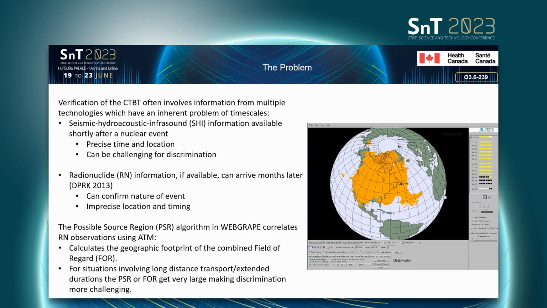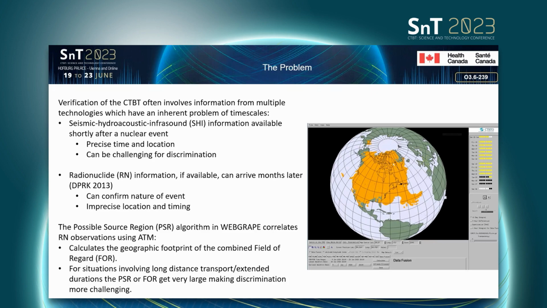Verification in CTBT often involves information from multiple technologies, and they have an inherent problem of time scales where some information comes in very timely, like the seismic and the waveform information, and they can give you very good location information, but in contrast, radionuclide information can arrive sometimes even months later, like it did in DPRK 2013. The nice thing about the radionuclide information is it gives you the chance to confirm the nature of an event, but we're trying to see if we can do any better with location and timing.